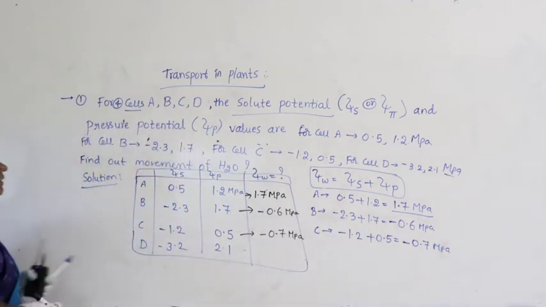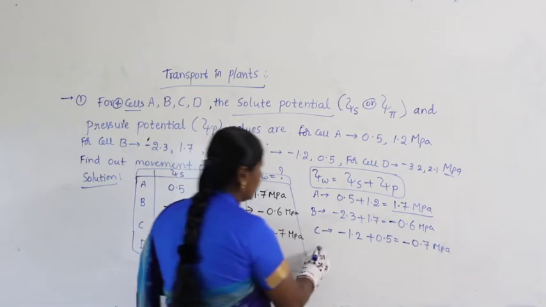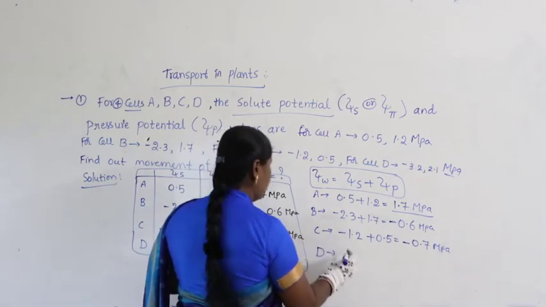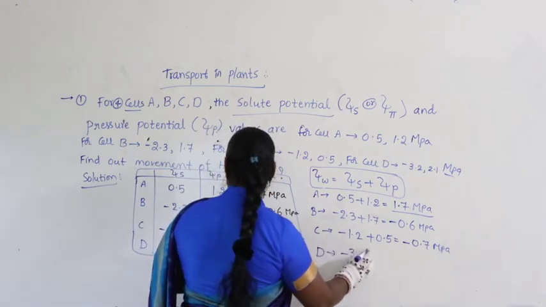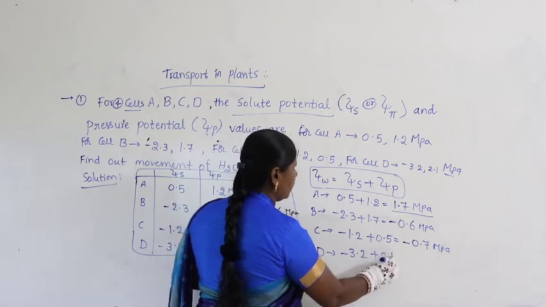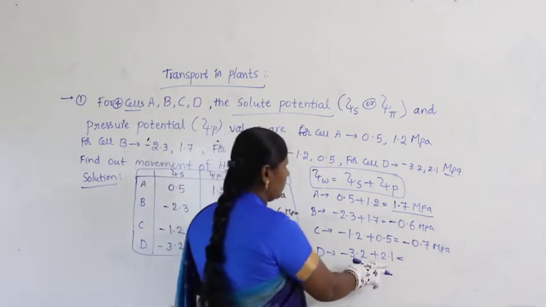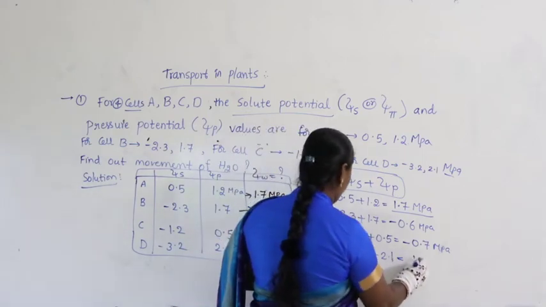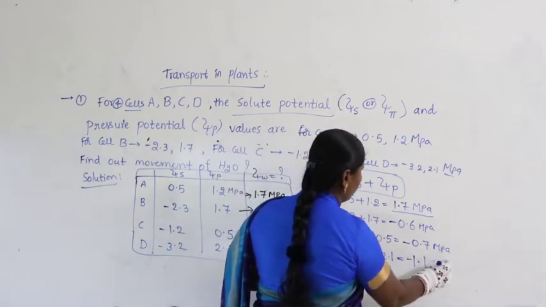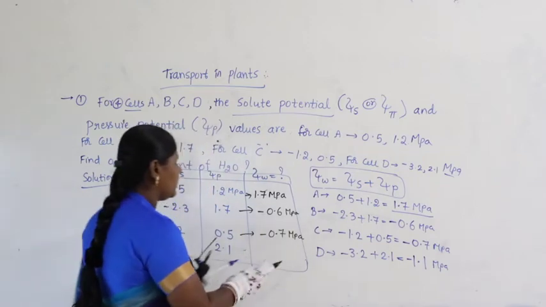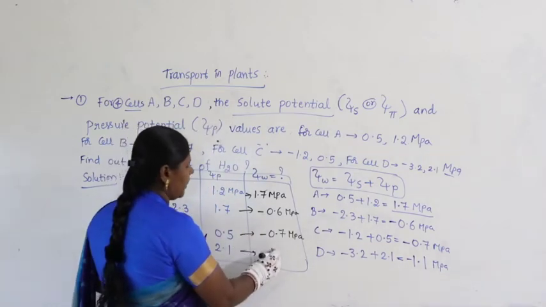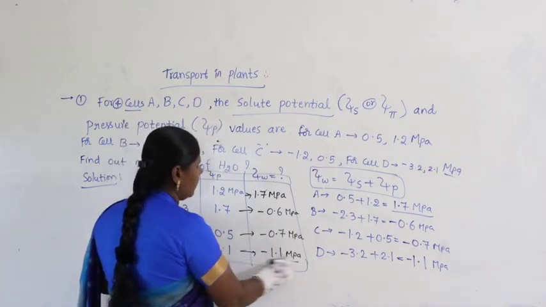Similarly, for cell D, let us take D here. Now, what is the value? Minus 3.2 plus 2.1. Then how much will you get here? Minus 1.1. So we write the value in this case as minus 1.1 megapascals.